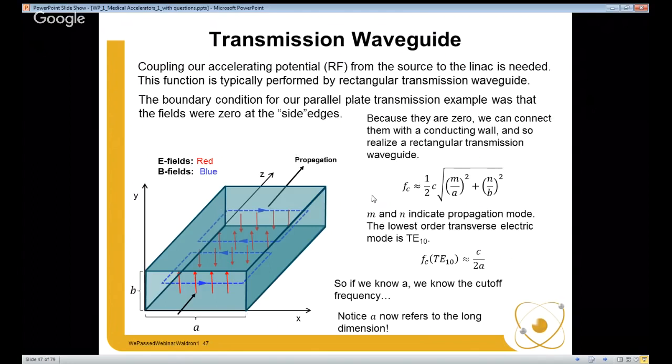And the cutoff frequency, the minimum frequency which will propagate, in the transverse electric mode. Transverse electric mode means that no component of the electric field is along the direction of propagation. Transverse electric, no component along propagation.